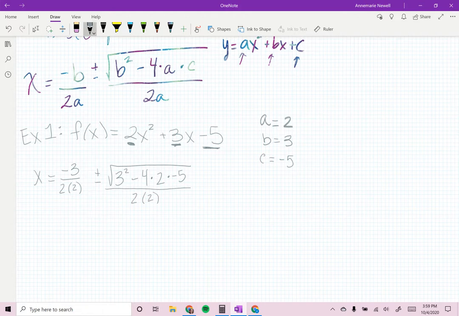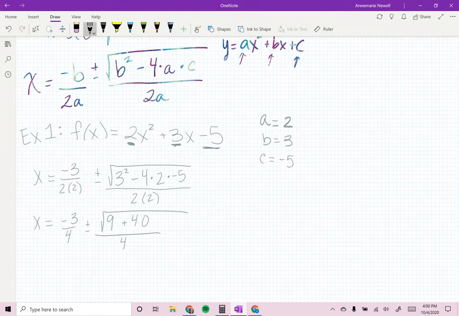Okay, right now you should never leave your answer that way, so we're going to simplify. We're going to have x equals negative 3 over 4 plus or minus the square root. 3 squared is 9. Negative 4 times 2 is negative 8. But then negative 8 times negative 5, that will become positive. And we are adding 40. And that is over 4.